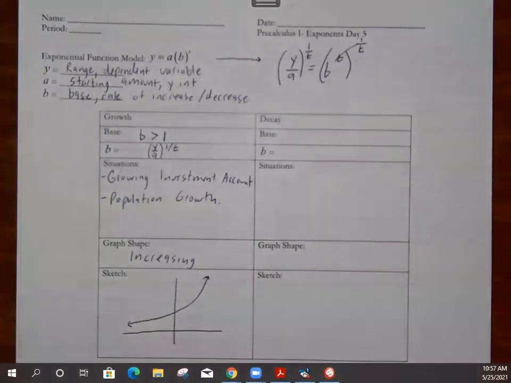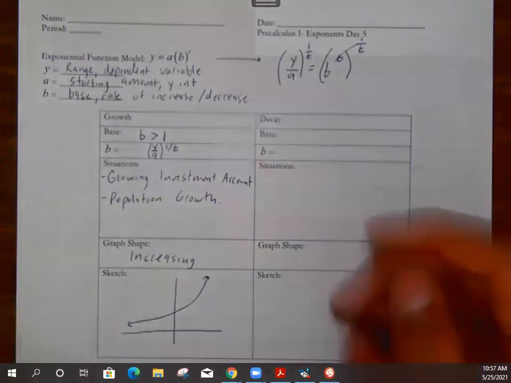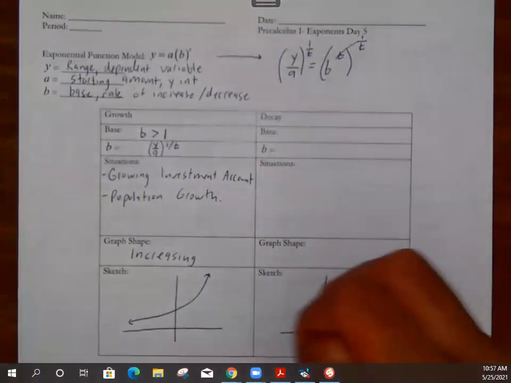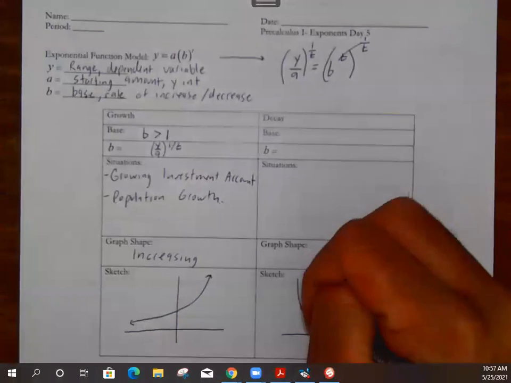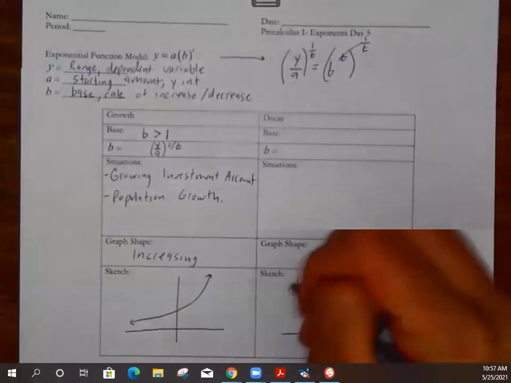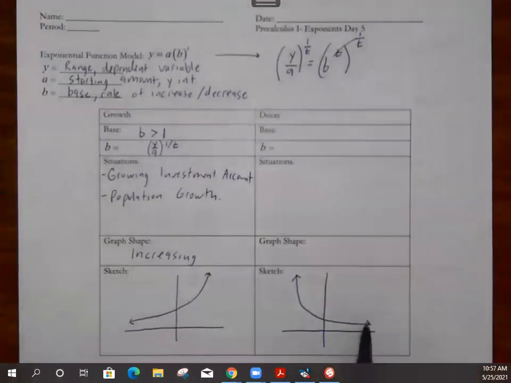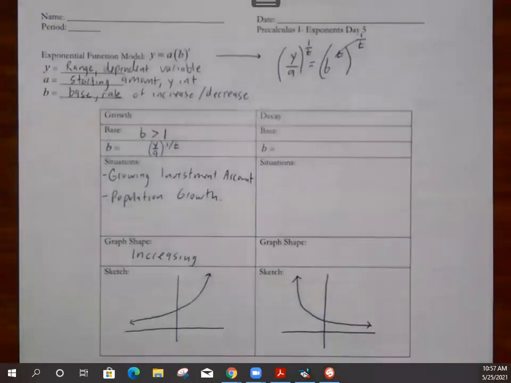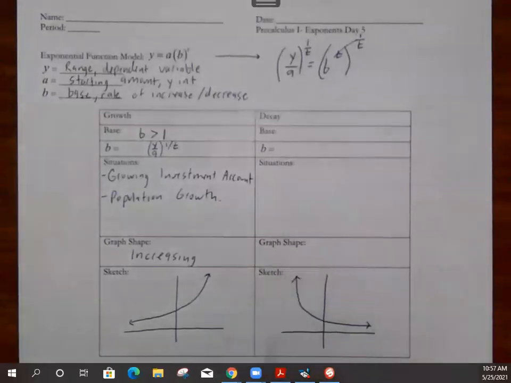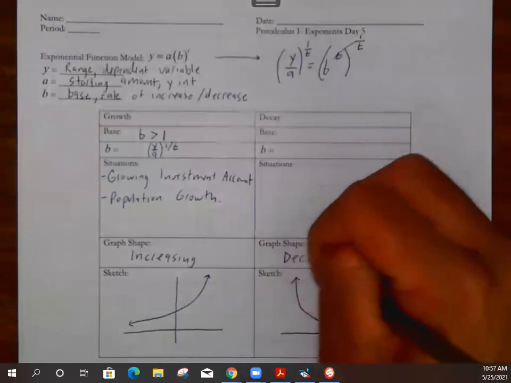All right, and decay works the same way. It's just going to be decreasing. So it's like this graph, but reflected over the y-axis. So if we want to start from the bottom, then we would go like this. All right, and now we're here. So the shape is decreasing.